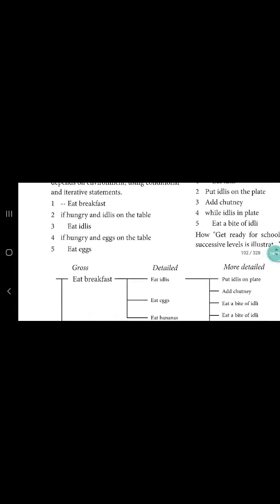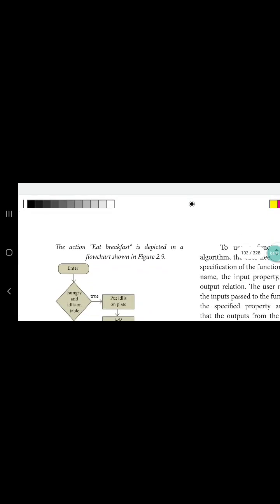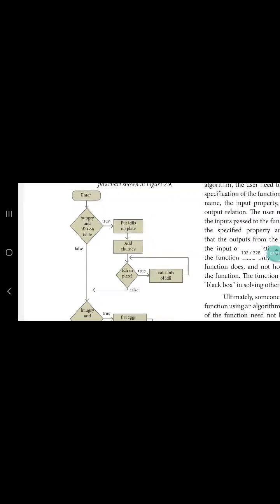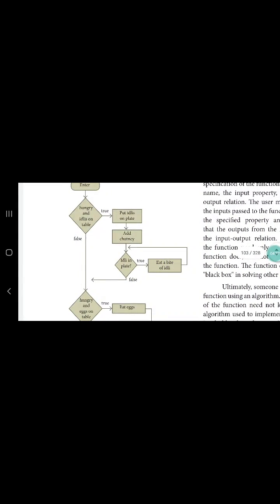For giving the condition, they have given a flow chart in your book. Look at this flow chart: hungry and idlis on table. If hungry is true, then put idlis on the plate, add chutney. Idli in plate true means eat a bite of idli. As long as idli on the plate is true, it will be repeated again. When the idlis get over, that is idli in plate becomes false, it comes to the next condition. I think you will understand.